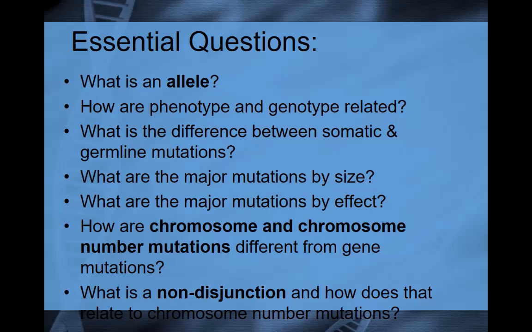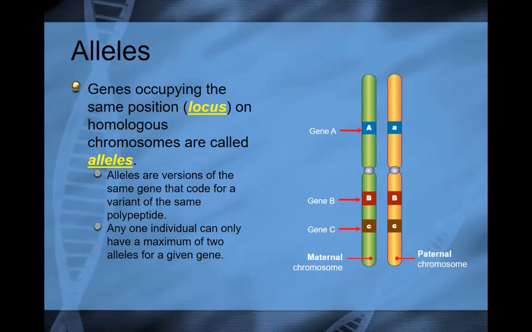All right, so let's go ahead and start by discussing what an allele is. As we mentioned before, an allele is a version of a type of gene. Now, genes occupying the same position on a homologous chromosome are called alleles, and that position is known as the locus. So if you look at our example here, let's say this is the maternal chromosome from mom. This is the paternal chromosome from dad. This is the location for gene A. On the maternal side, we have a dominant A, and on the paternal side, we have a recessive A.